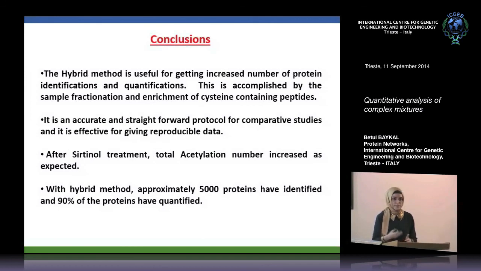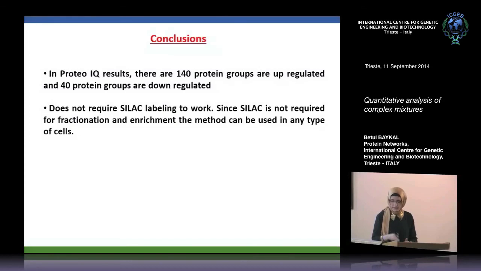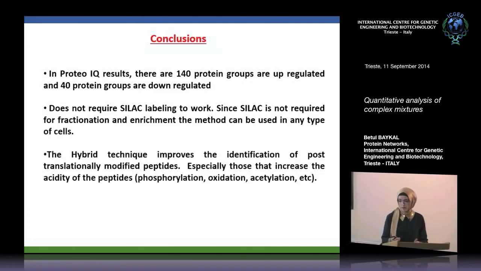And with the hybrid method, approximately 5,000 proteins have been identified, and 90% of them are quantified. And in the ProteomeIQ result, there are 140 protein groups that are upregulated, and 40 proteins are downregulated. And it does not require SILAC for the protocol to work. So since SILAC is not required, this method can be used in any kind of cells.